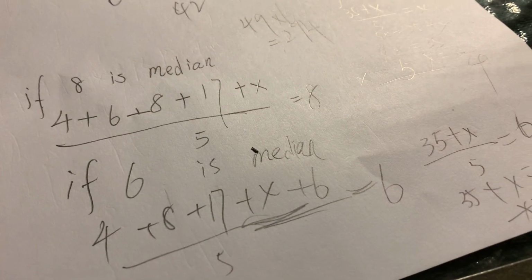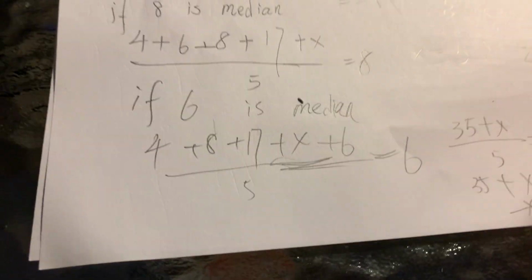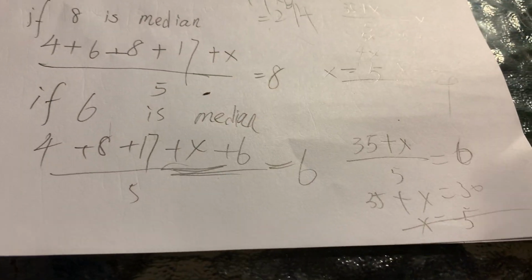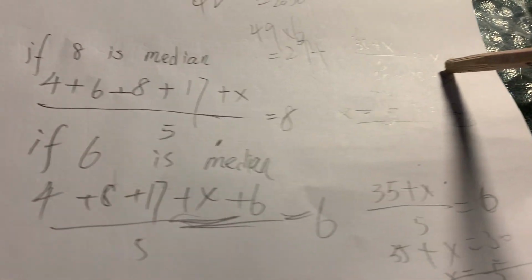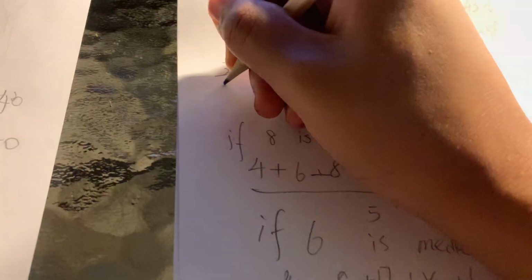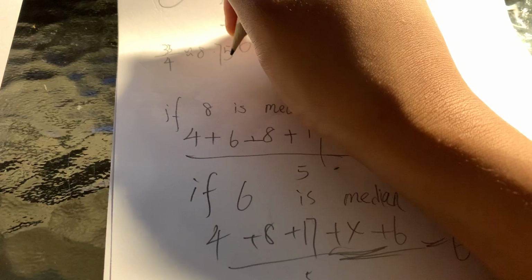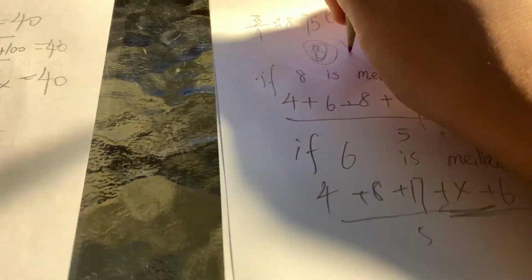So now we check these cases again. Let's see each case. x equal to 5 is not valid because in this case the median is going to be 6. This is going to be valid. And the other case, which is 35 divided by 4, is equivalent to 8.75, and it is not the median after all. So it means it's B. Yes, B.